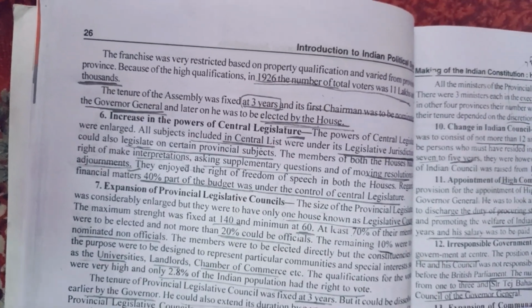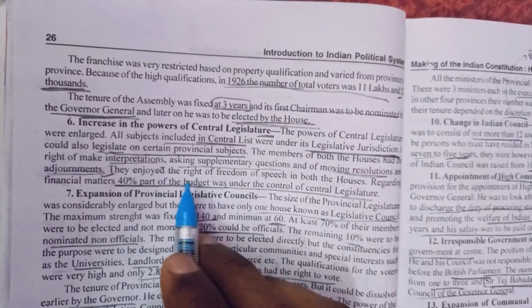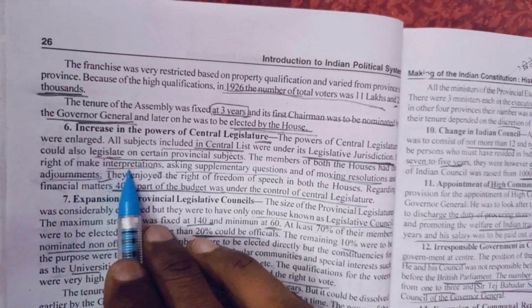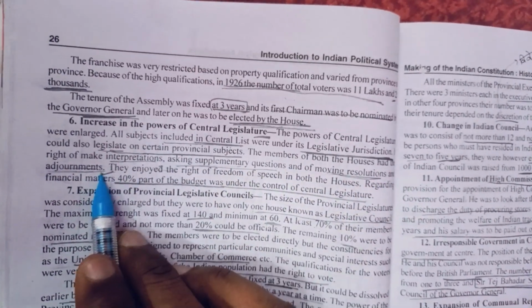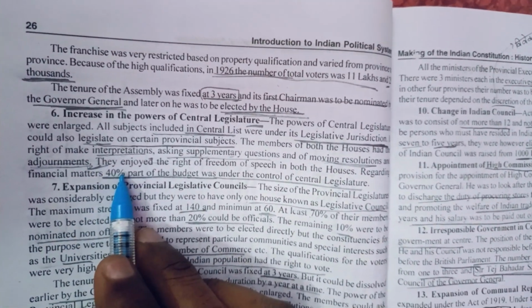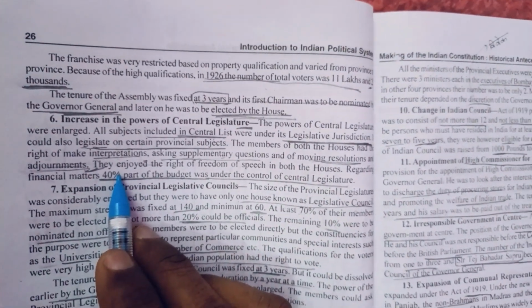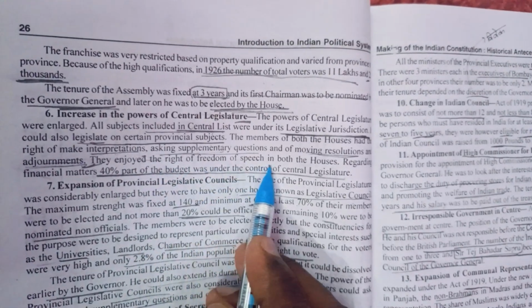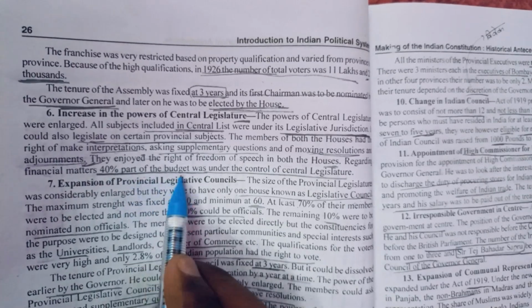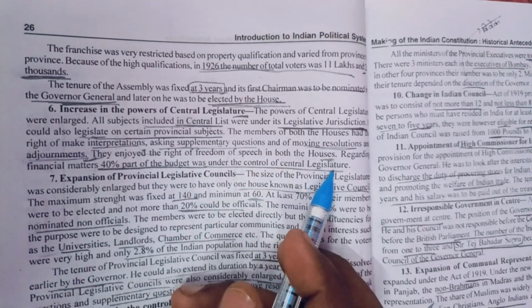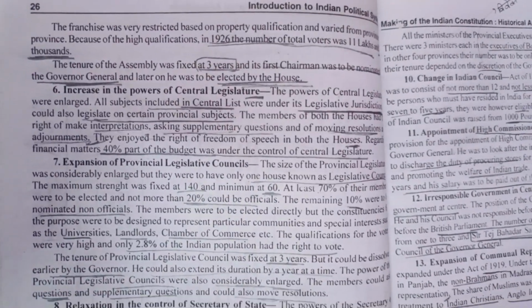They were given the right of asking supplementary questions and moving resolutions and adjournments even. We have seen that earlier it was not allowed. So they enjoyed the right of freedom of speech in both houses. Regarding financial matters, 40% of the budget was under the control of the central legislature.